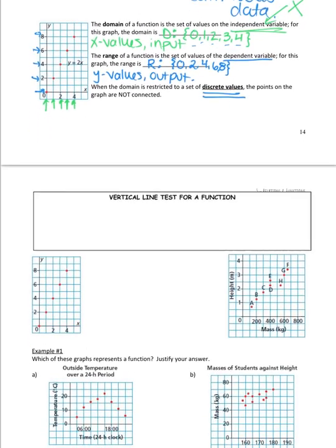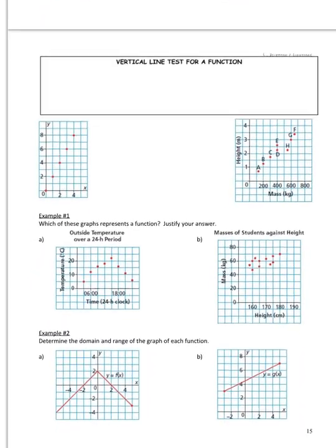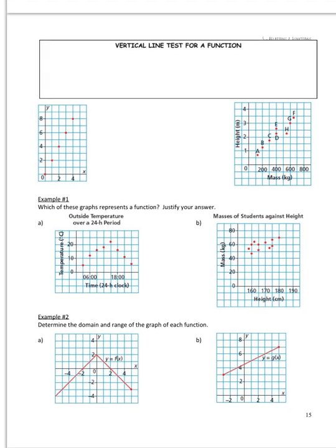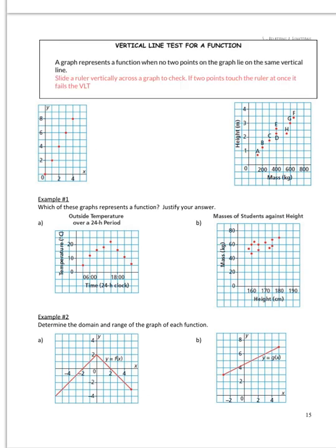All right, we've talked about this vertical line test already. I've used it because it makes things quite simple. I'm just going to type it out here quick. Okay, so the vertical line test for a function. We know a graph represents a function when no 2 points on the graph lie on the same vertical line. If 2 points lie on a horizontal line, it will work. So that is acceptable.